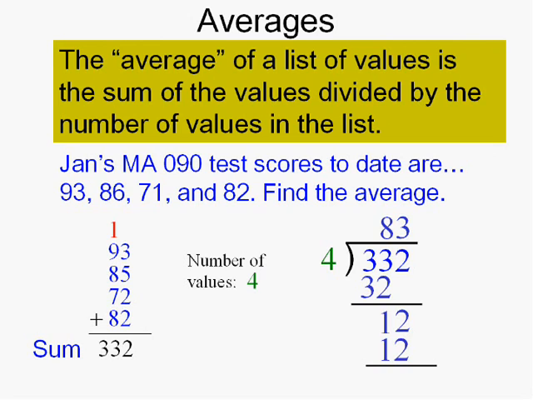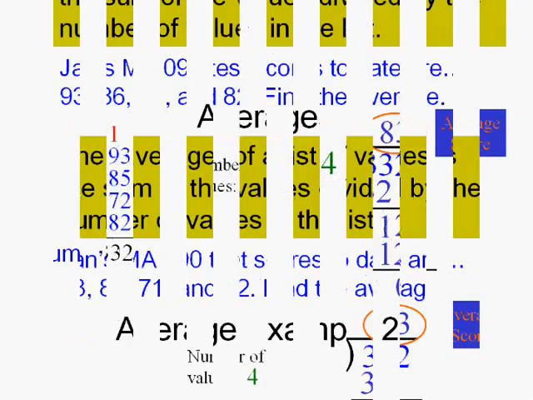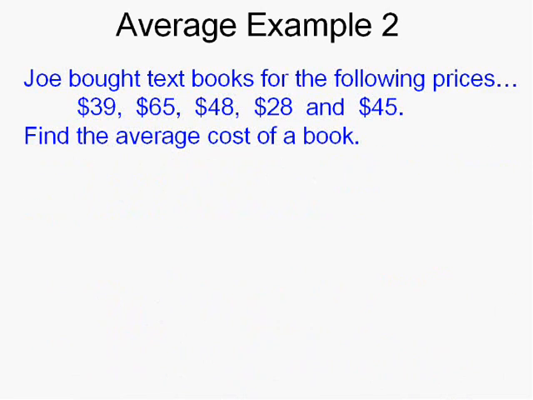Multiply, subtract, bring down the next digit. Now there isn't the next digit, so apparently the answer, the average grade, is 83. This one came out even, didn't it? Let's do one more just so you can see clearly what's going on with averages. Very useful application. How about your textbook average?